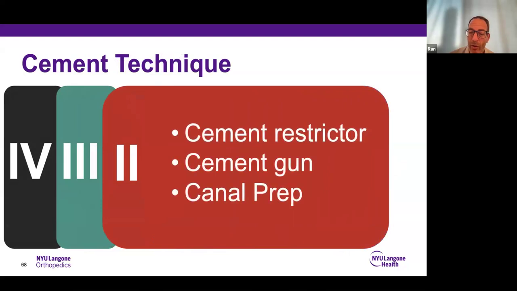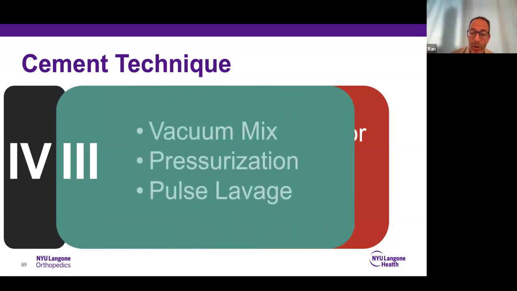The second was that we start having a cement restrictor. That means you use a piece of bone or a piece of plastic, and you put it just below where you want the cement to end. And then you use a cement gun, and before that, you prepare the canal with irrigation, you clear it, and then you pressurize the cement in. The restrictor stops the cement from going all down the femur, and you get a better cement pressurization.